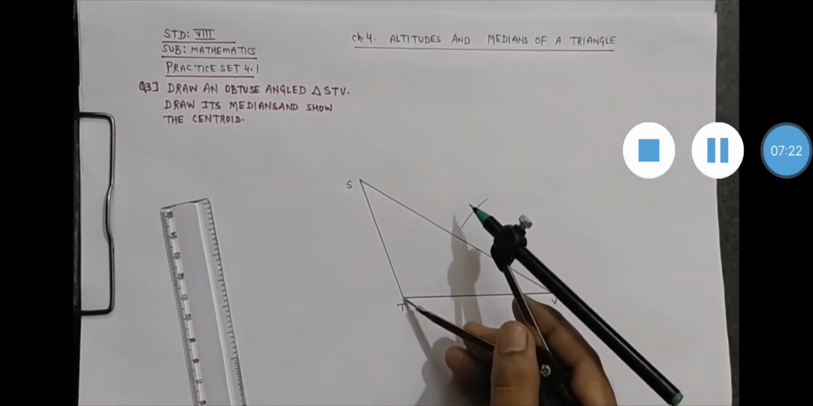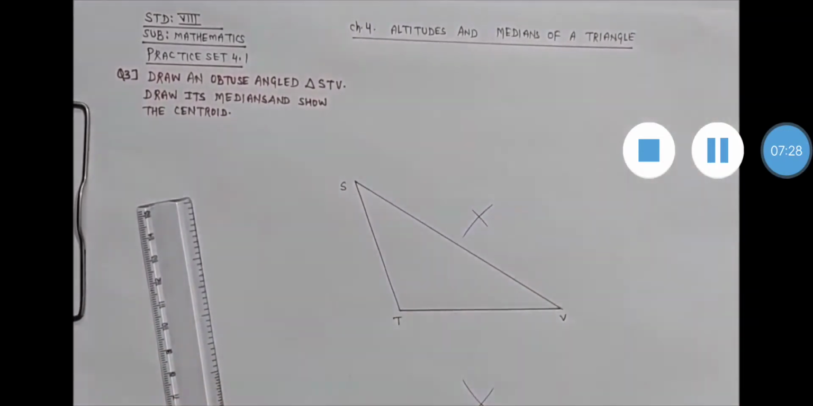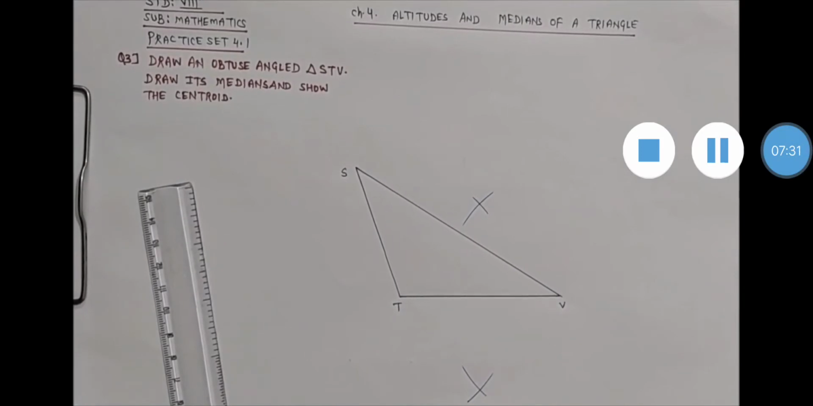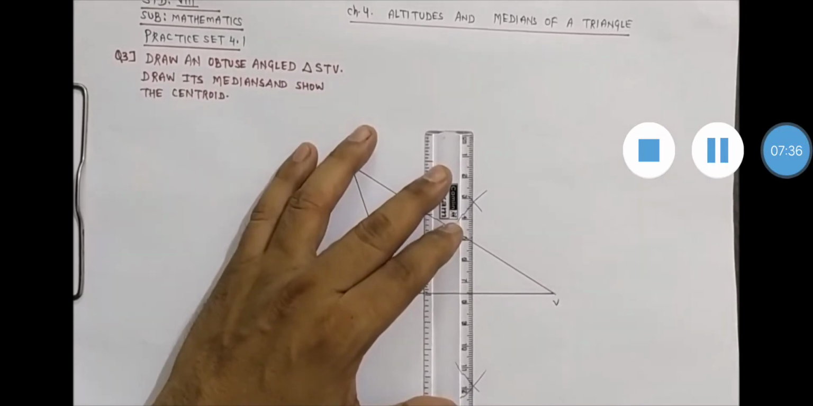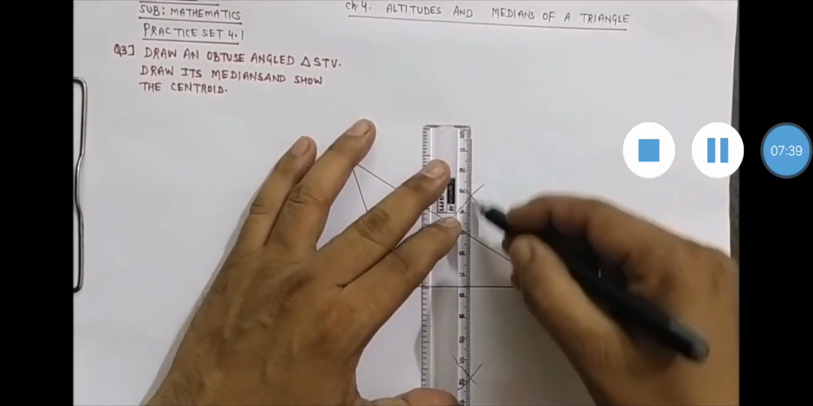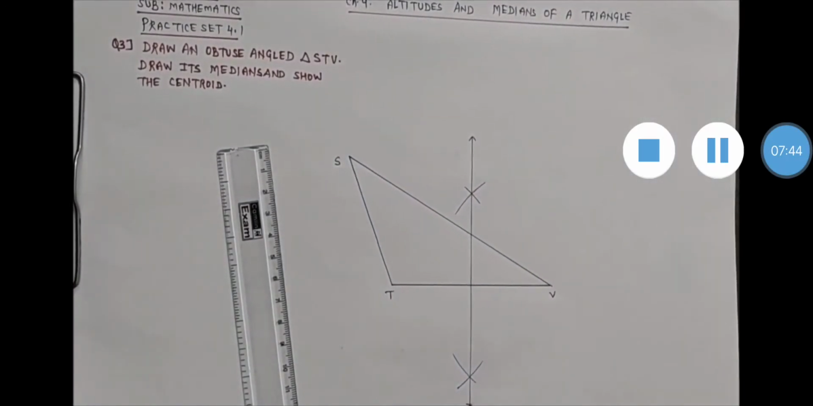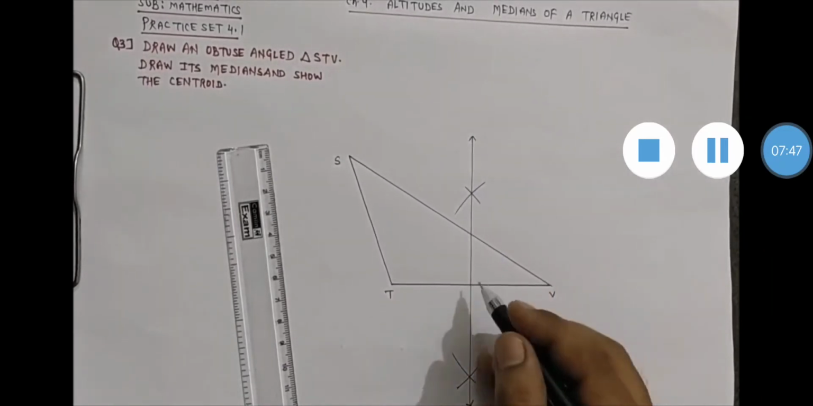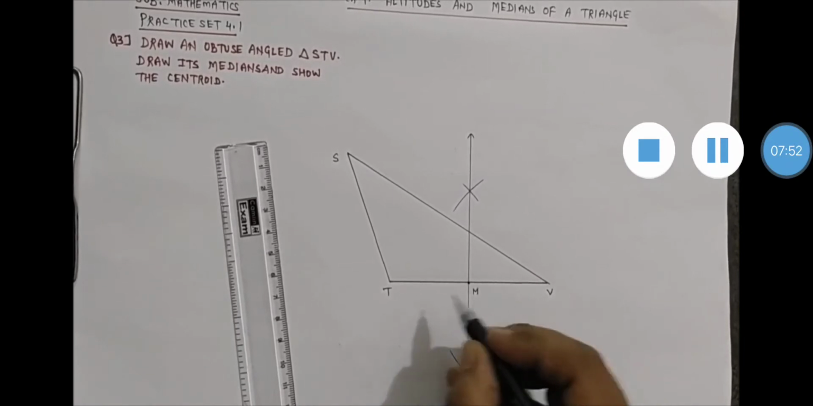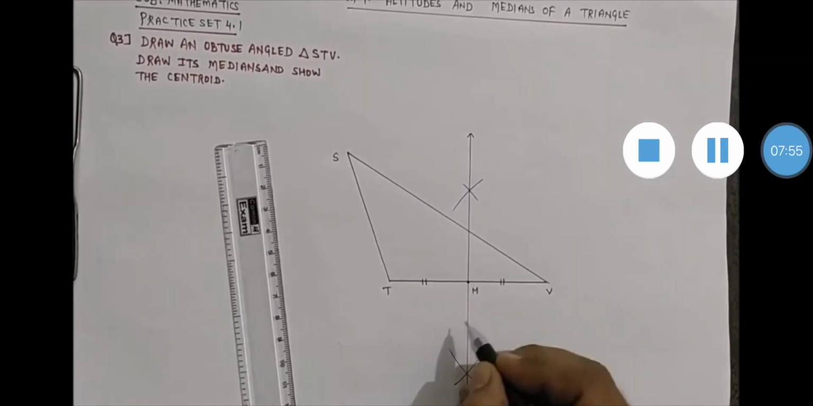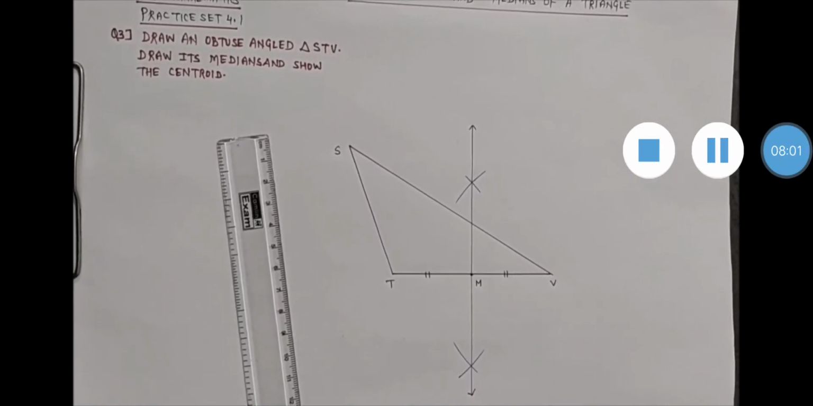Same, keep the compass on point T and make an arc. Now join both the points of the arcs. Now this is the midpoint of TV. Name it as M. Now TM is equal to MV, which means M is the midpoint of TV.